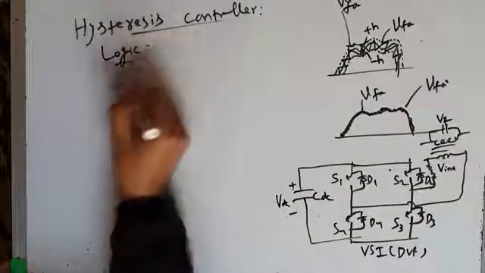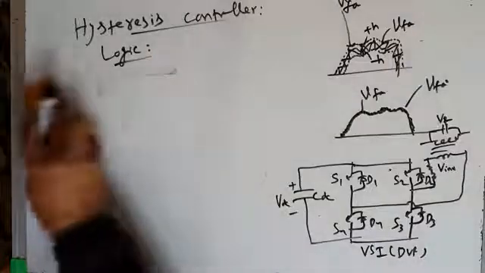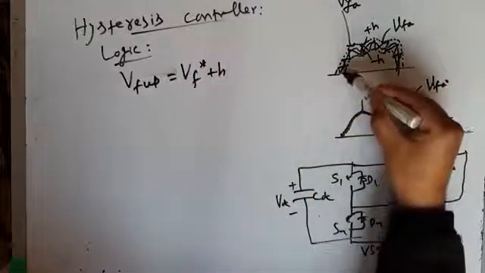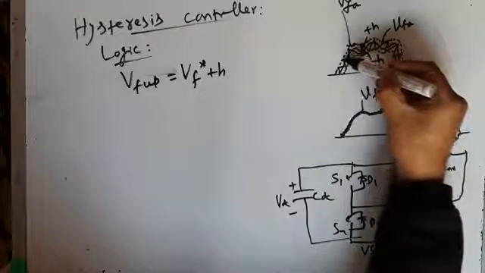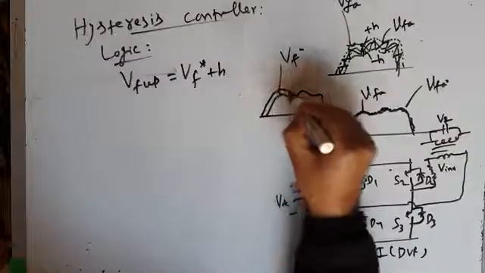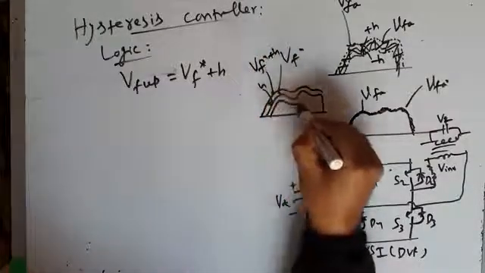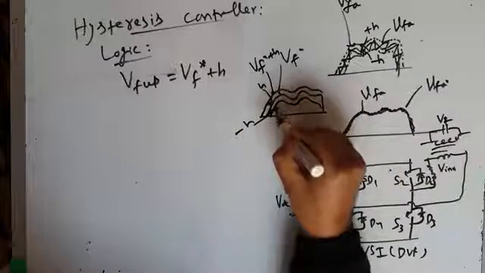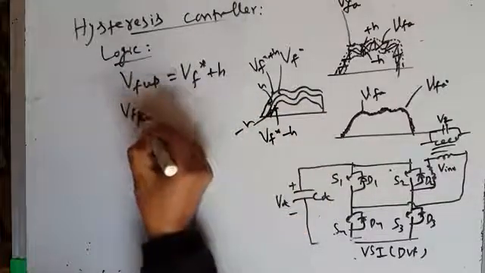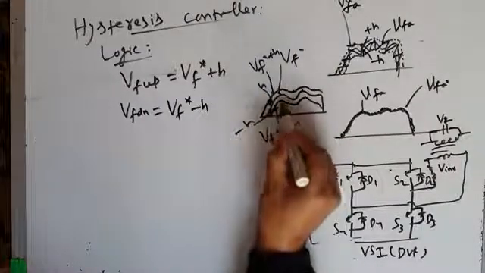What is the logic? If VF is greater than or equal to, let us first of all define these two voltages. VF up is equal to VF star plus H. यह आपकी VF star है और ये अपर हिस्टैरिसीस बैंड है. मैं यहाँ फिर से क्लियरली दिखाना चाहता हूँ आपको. This is your VF star और ये इसका ऊपर वाला बैंड है, this is H. So what is this? This is VF star plus H और लोअर बैंड ये है, this is minus H और ये क्या है? This is then VF star minus H. So VF up is VF star plus H and VF down is equal to VF star minus H. Yeah. So this is VF star plus H everywhere and this is everywhere VF star minus H.